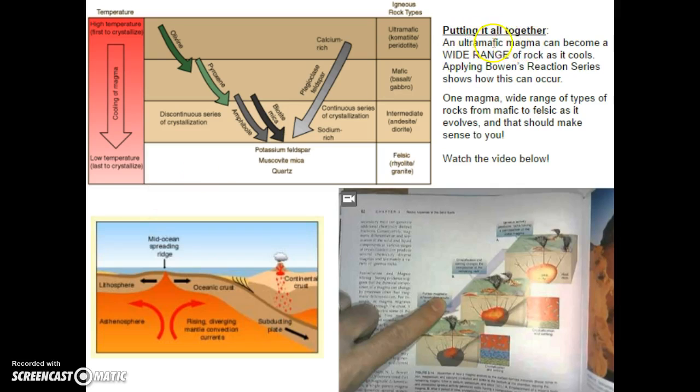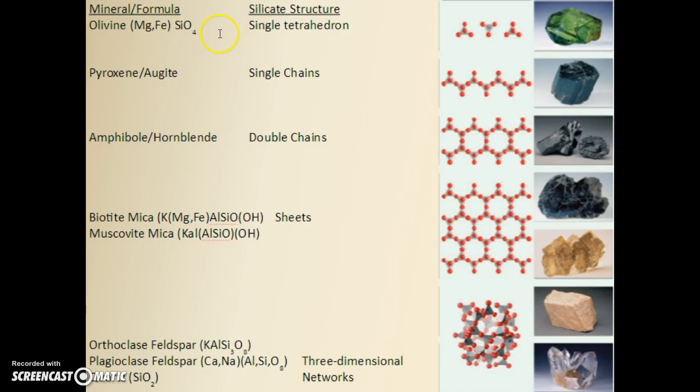So when we put it all together, an ultramafic magma can become a wide range of rocks as it cools. So we can apply Bowen's reaction series to see how this occurs. If I look at the crystalline structure here, olivine is my ultramafic mineral, right? Magnesium, iron, remember, it's still silicate. But these are the simplest structures. These are a single tetrahedron. These separate first, and if these are within the liquid magma itself, they sort themselves out. They sink. They are high in iron.